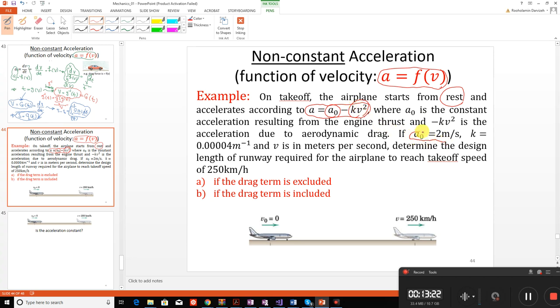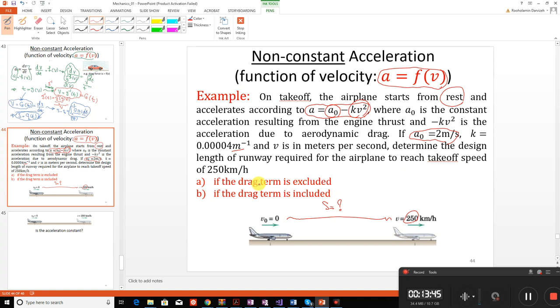Then these constants are given here, and the question is how much distance you need for takeoff to reach this speed, 250 km per hour.